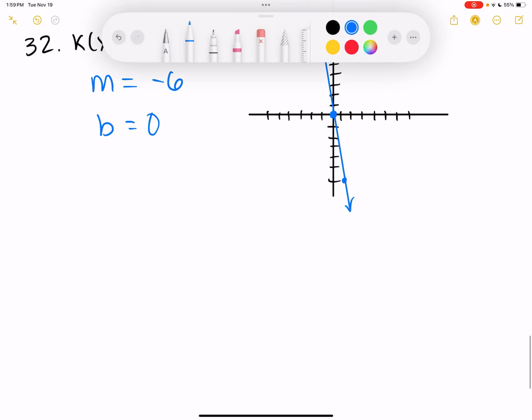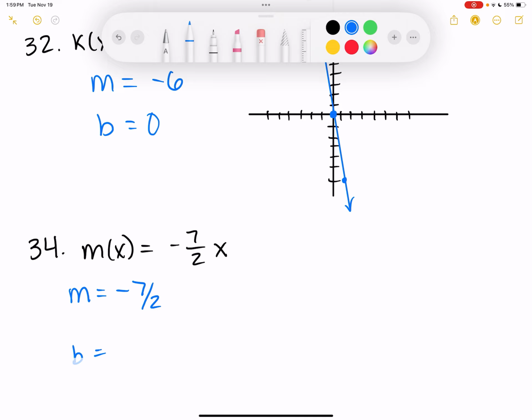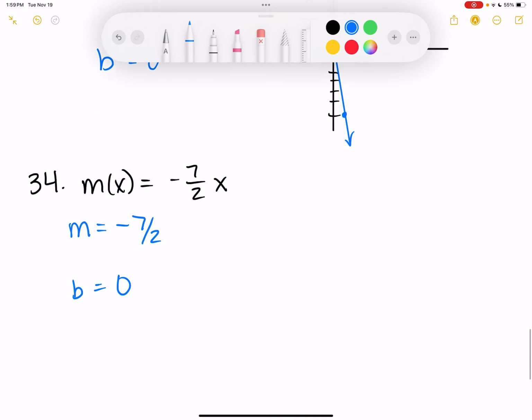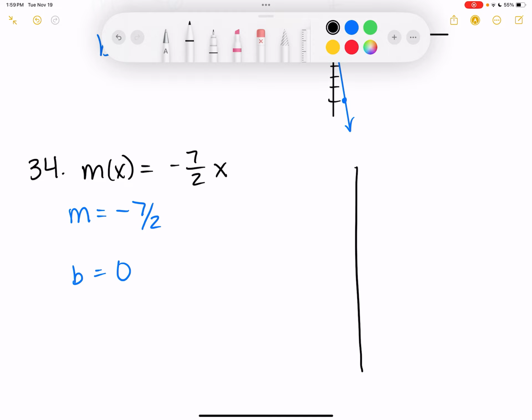One more, just to make sure that we're good on graphing, to hit some different stuff. M of x equals negative 7 over 2 x. What's my slope? Negative 7 over 2. What's my intercept? 0. So, set up my graph. Going to need to be a little bit bigger on the y, because the negative 7 over 2 tells me I'm going to be going down 7 or potentially up 7, depending on how we decide to graph it.